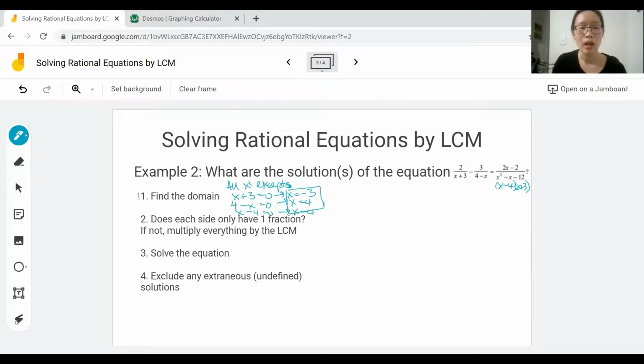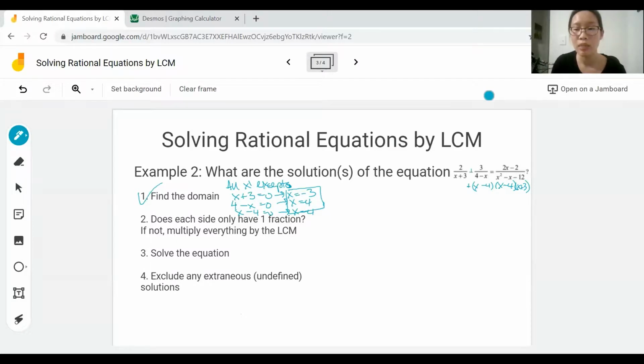From there, I'm going to ask, does each side only have one fraction? And again, the answer is no, I have 2 on the left and 1 on the right. Because of that, I need to multiply everything by the least common denominator. And I noticed that 4 minus x is really just the negative of x minus 4. So I'm going to rewrite this as negative x minus 4. Because if I take the negative 1 times this, I get negative x plus 4, which is 4 minus x. Because this is a negative, subtracting a negative, I'm just going to change this to a positive.